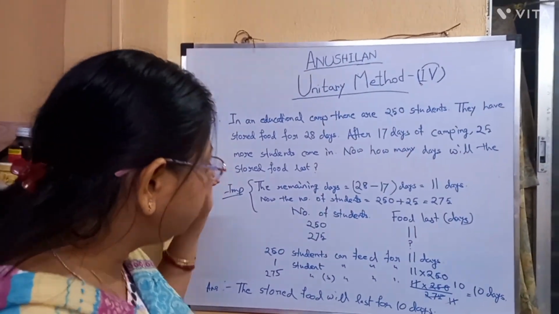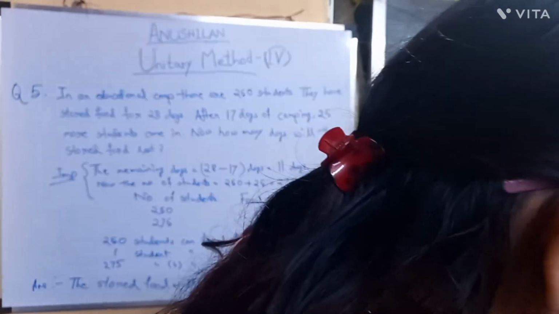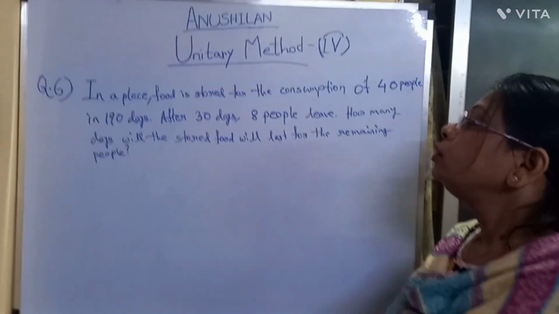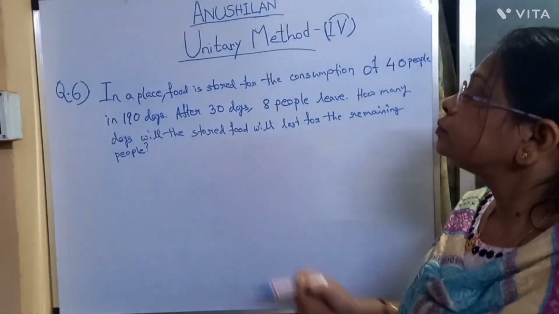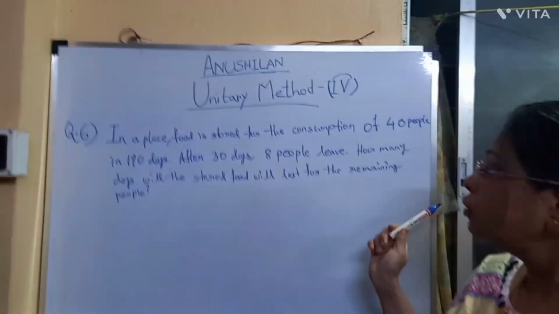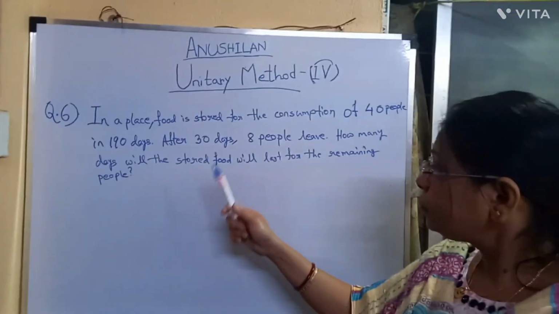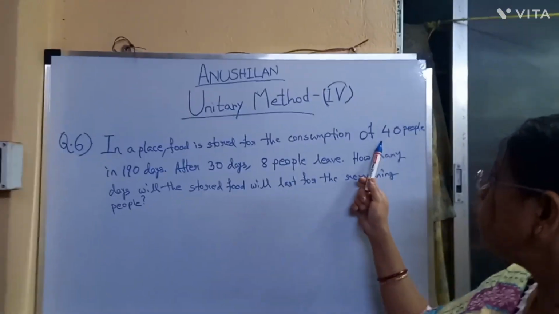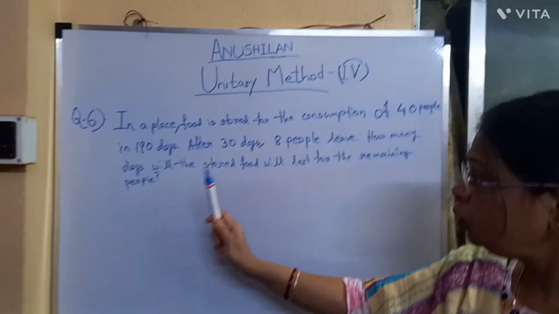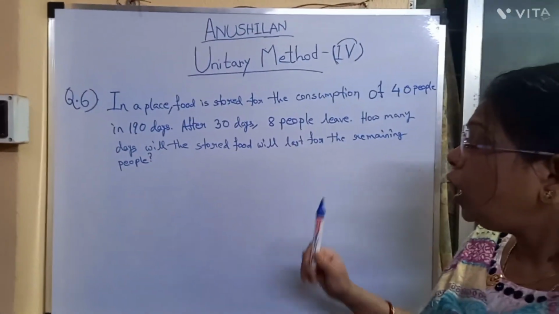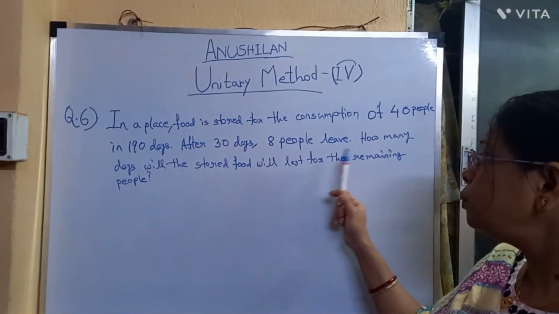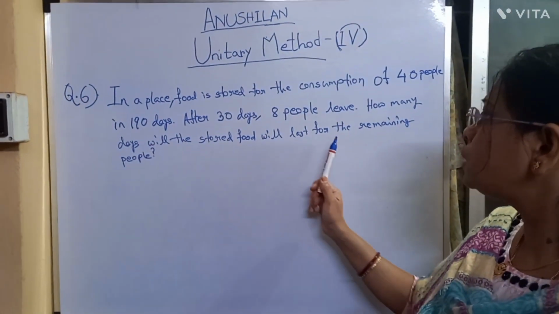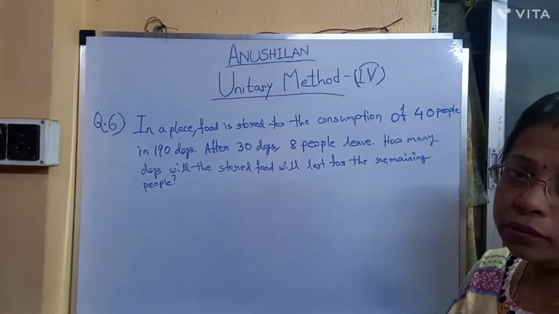Just I will do one more, and after that I will finish this class. Just a minute. Now the question number 6. Please go through the problem. In a place, food is stored for the consumption of 40 people in 190 days. After 30 days, 8 people leave. How many days will the stored food last for the remaining people?